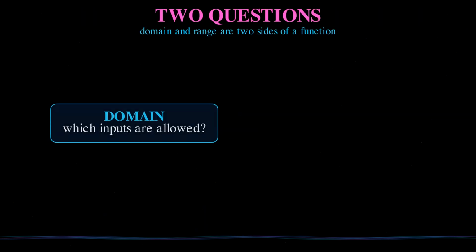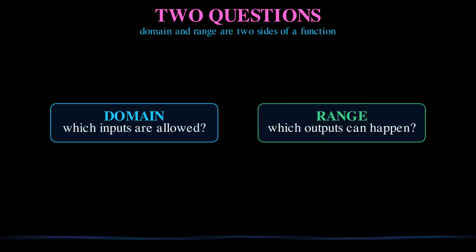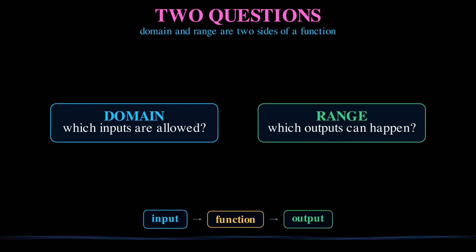Domain and range answer two simple questions. Domain asks, which inputs are allowed? Range asks, which outputs can actually happen? So domain belongs to the input side. Range belongs to the output side. If you remember that, the idea becomes much easier.